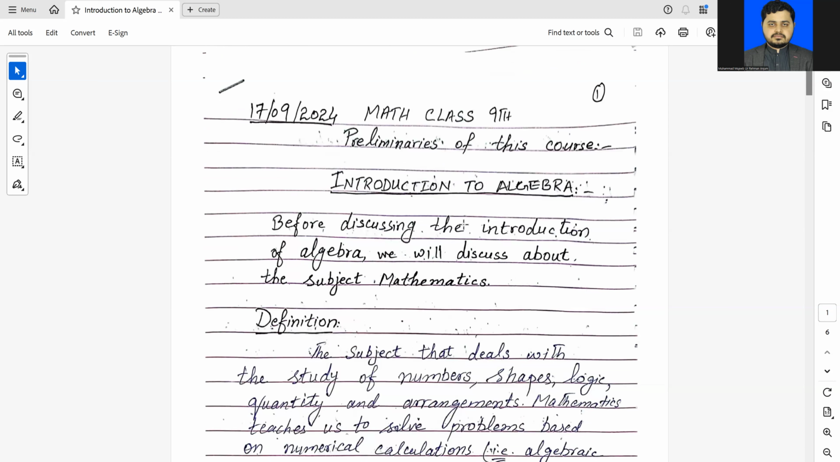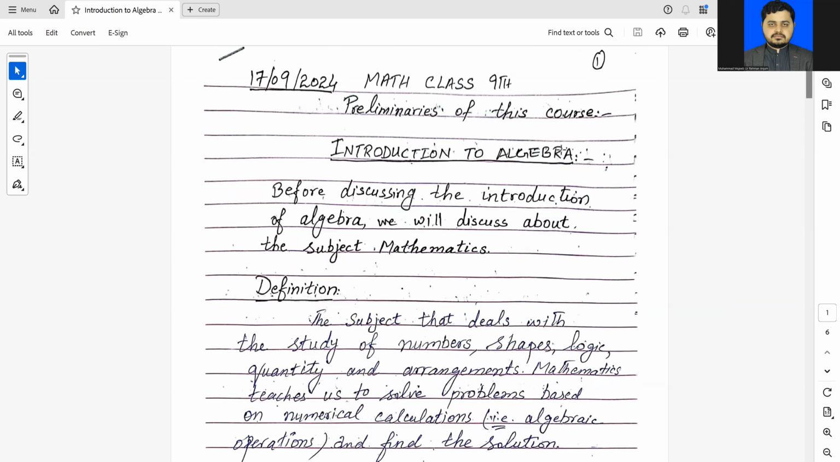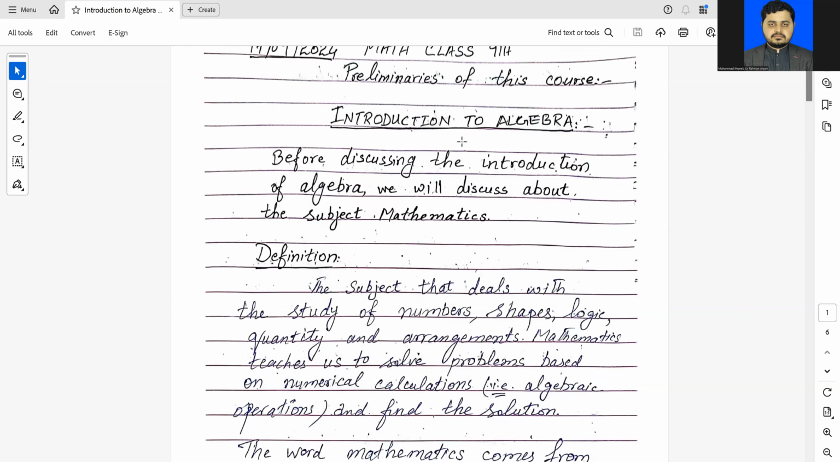Before discussing the chapter 1, I want to discuss the preliminaries of this course. Let's discuss Introduction to Algebra.